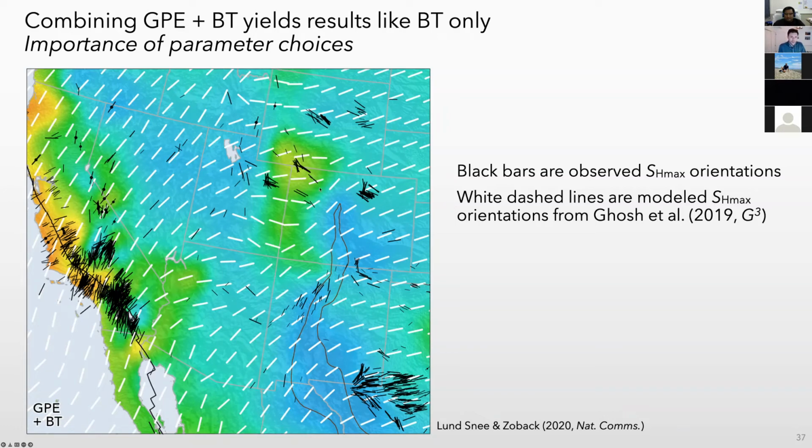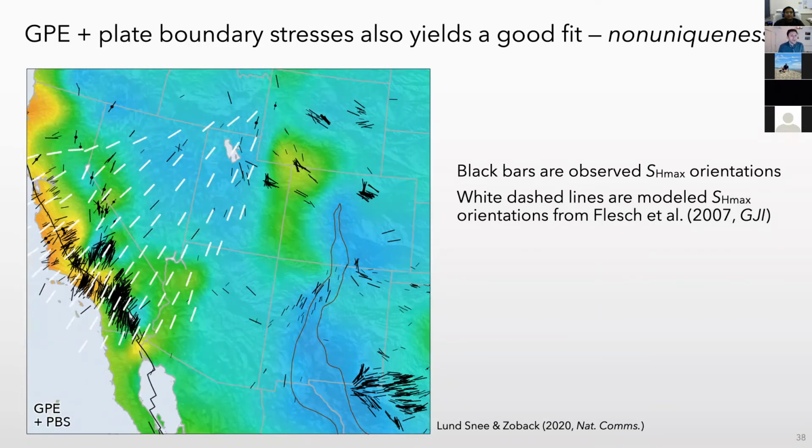But I'll point out that although accounting for these parameters does a nice job of matching SH max orientations in certain areas, it does not account for the very short wavelength changes in SH max that we see in some places. That's a function of just how coarse some of the input data are, we think. So we're hoping that new generations of modeling can improve upon that.